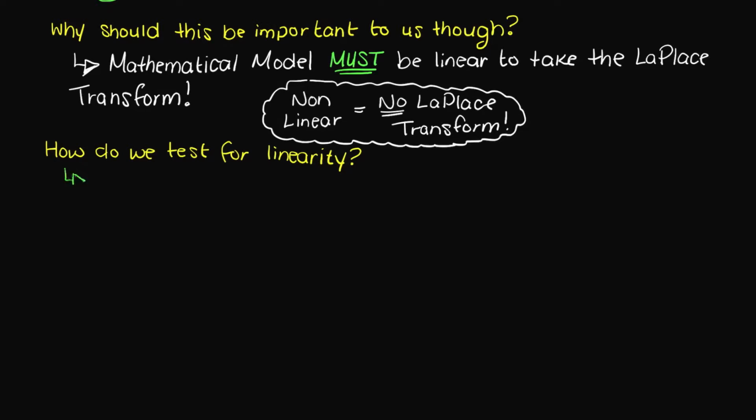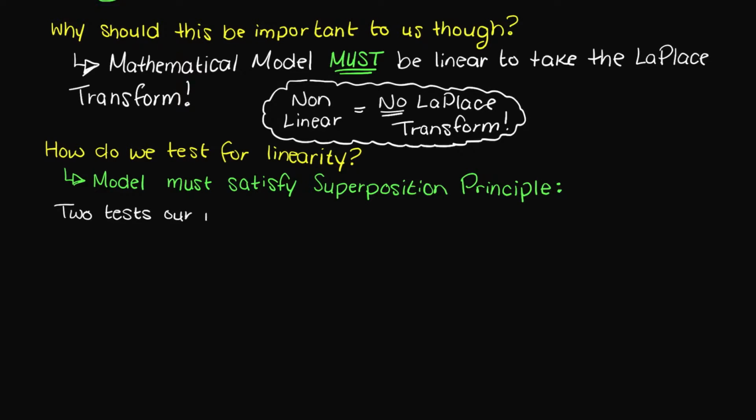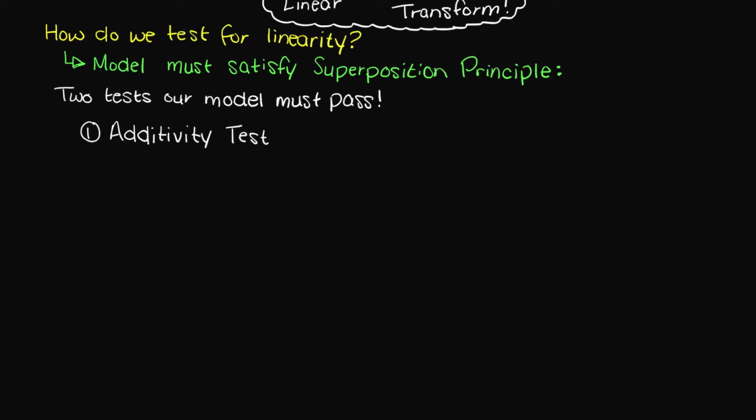So, how do we determine if a model is linear or nonlinear? To determine this, the model must satisfy what is called the superposition principle, which has two tests, the additivity test and the homogeneity test. If the model fails either one of these tests, then it does not satisfy the superposition principle and we do not have a linear mathematical model. Therefore, the Laplace transform cannot be used.